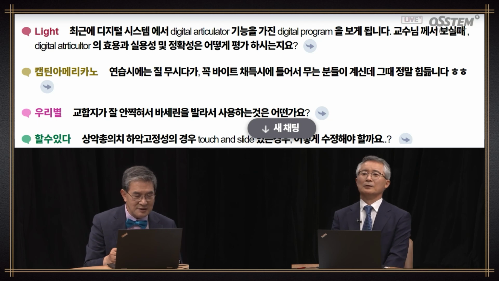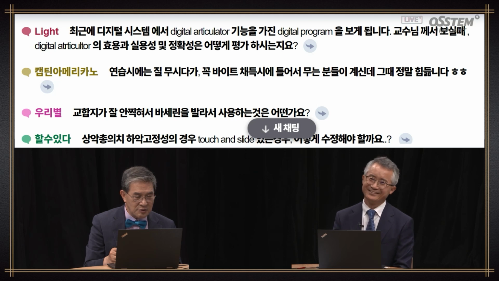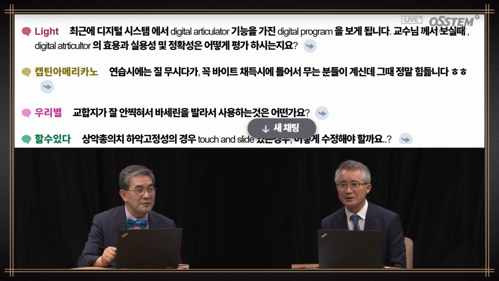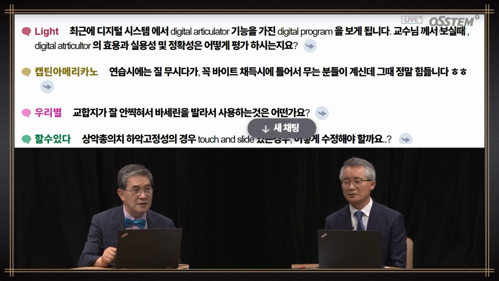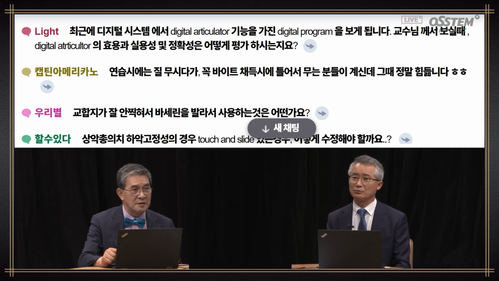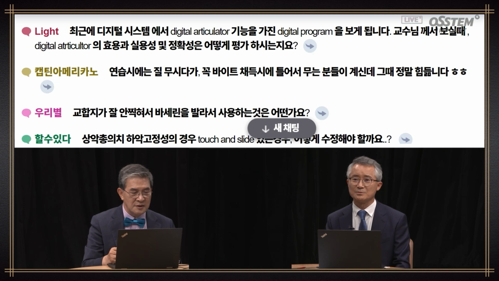Recently in digital systems, there are digital programs with a digital articulator function. In your perspective, how effective, accurate and practical is the digital articulator? Actually, I don't have experience using a digital articulator. Realistically speaking, when we get the result of the CAD design, it can be significantly different from what you've had in mind. I personally think you need to really be able to see it. I do not use a digital articulator yet. So you can use CAD and ATEX together.